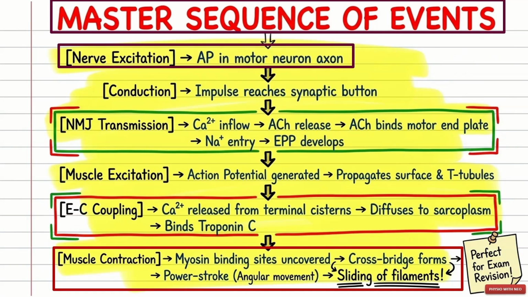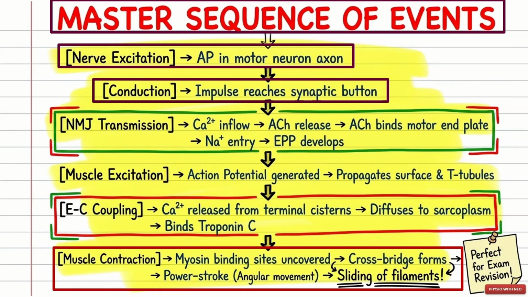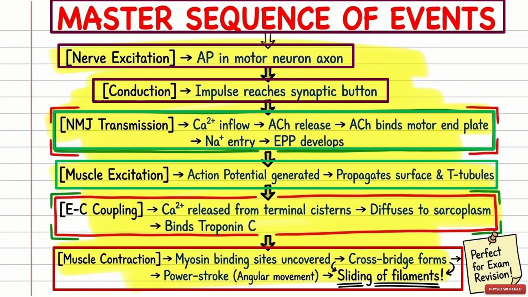Step 1. Nerve excitation. The nerve is stimulated and an action potential is generated in the motor neuron. Step 2 is conduction. The impulse travels down the motor neuron and reaches the neuromuscular junction. Step 3. Neuromuscular transmission. Acetylcholine is released at the neuromuscular junction and it binds to a receptor on the muscle membrane and it produces an end plate potential. Step 4. Muscle excitation. The action potential spreads along the sarcolemma and enters the T-tubule.